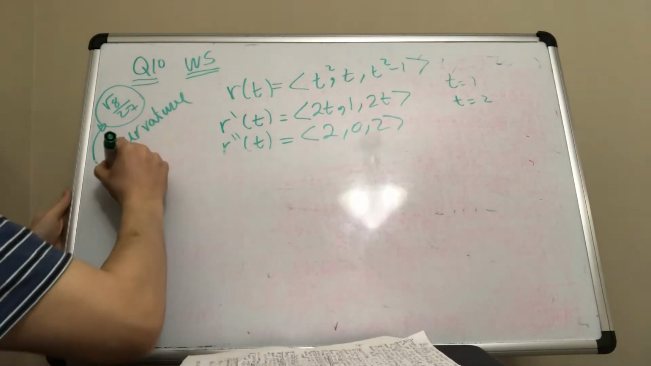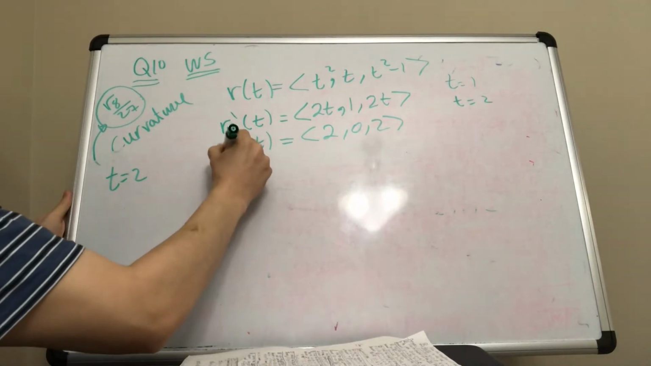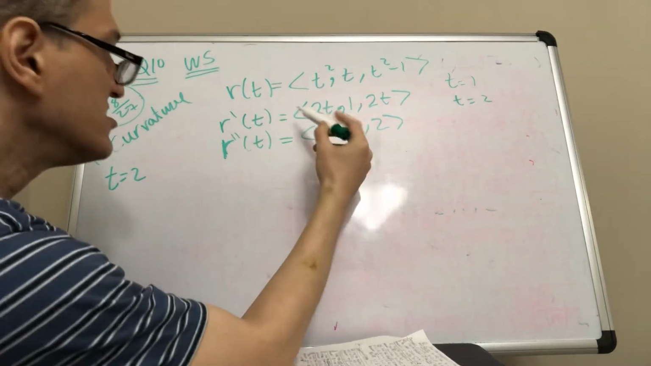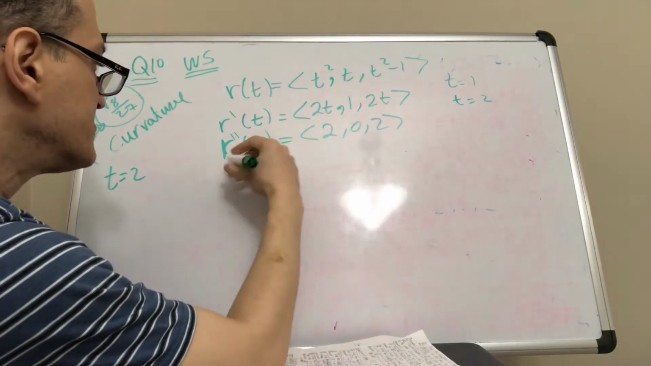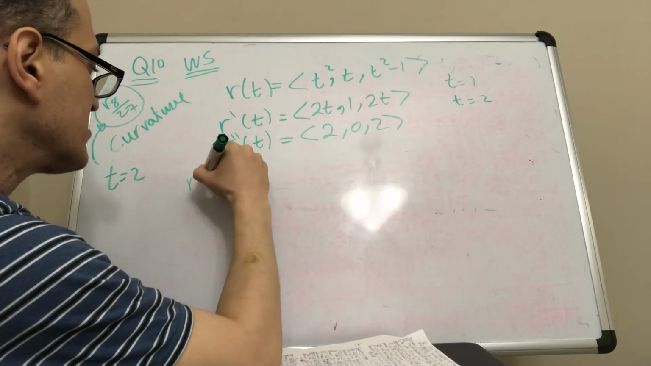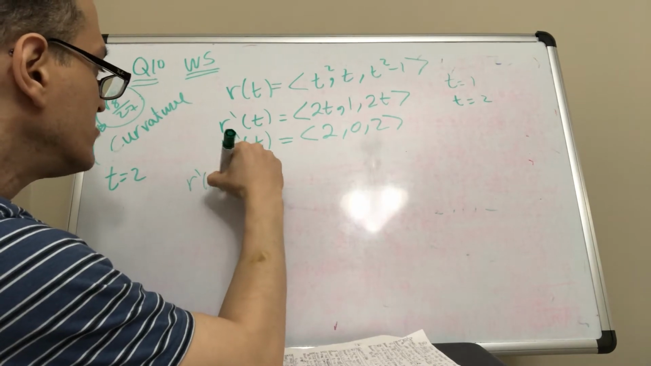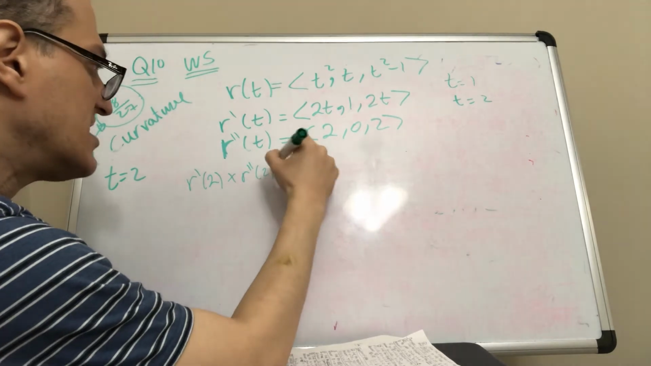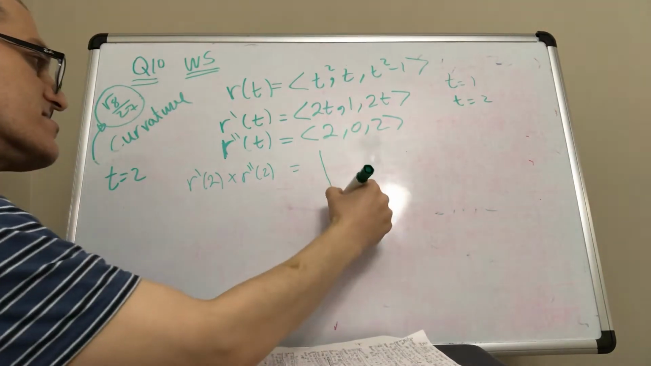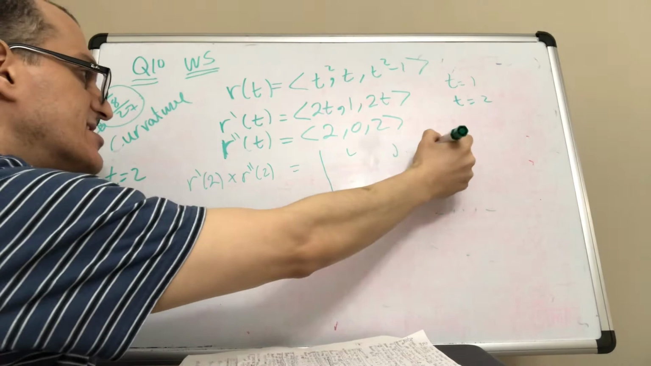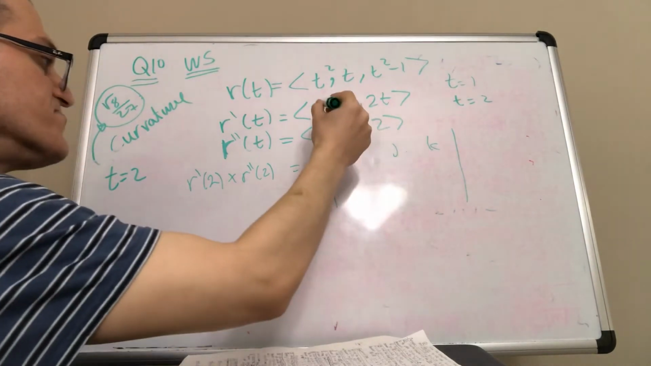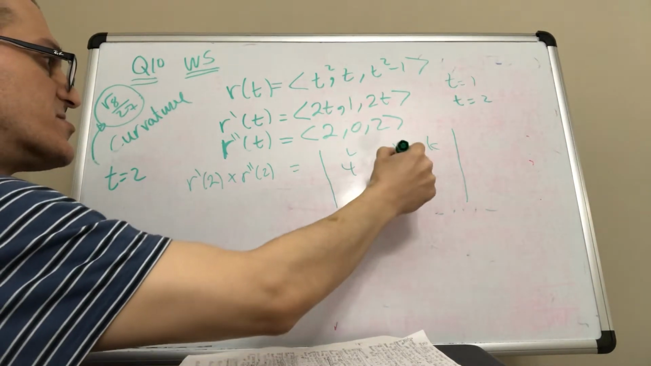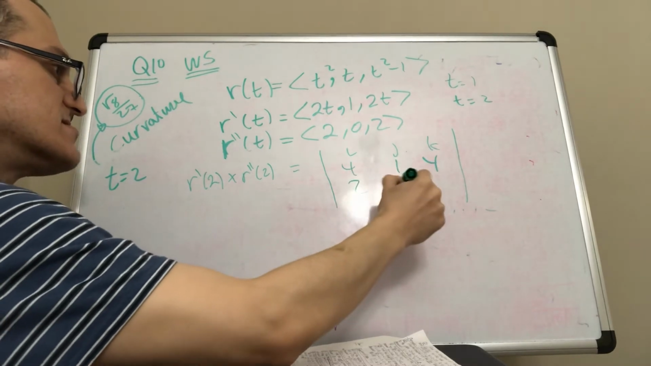So if you do it at 2, you need the first derivative and the second derivative. You need to do the cross multiplication between the first derivative and the second derivative at the number. i, j, k. Plug 2 here: 4, 1, 4, and this is still 2, z2.